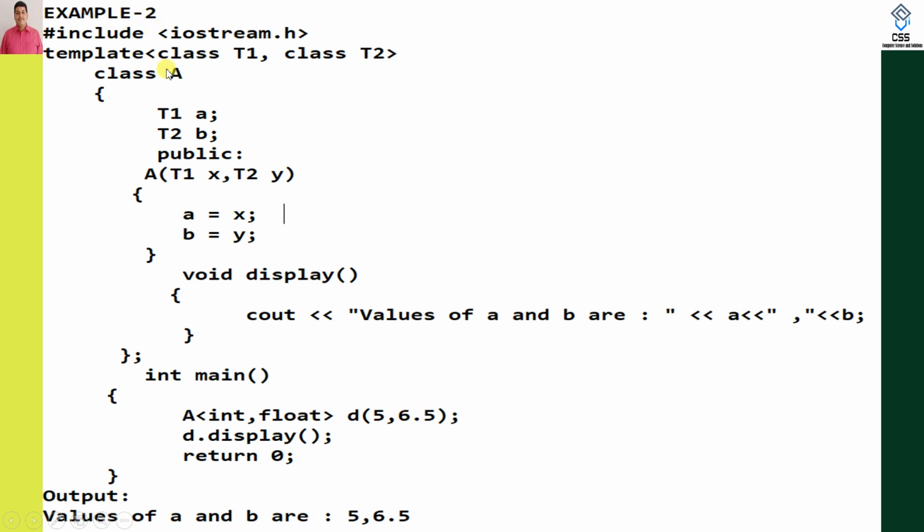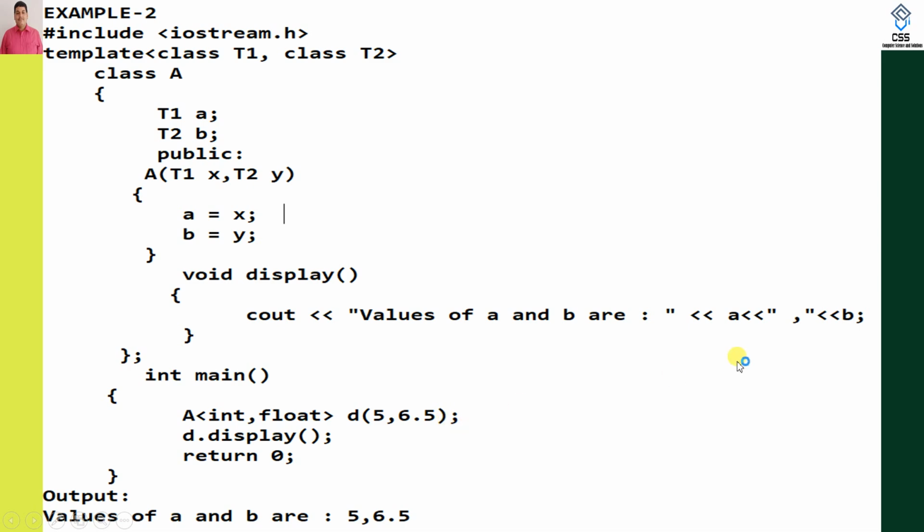As the class name and function name are the same, it is a constructor. 5 will be stored in x, its behavior is integer. 6.5 will be stored in y, its behavior is float. Because T1 is integer type and T2 is float type. Because whatever type of value you pass, the nature of the template will be accordingly. Hence the x value as integer is stored in a and the y value as float is stored in b. If you want to display, d.display will display both values, the integer 5 and 6.5.